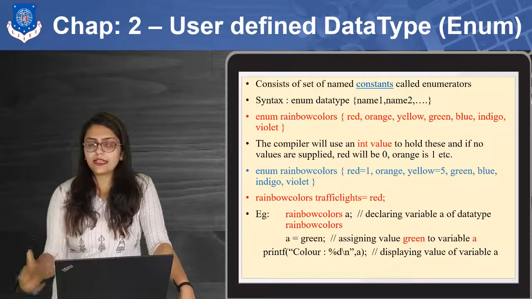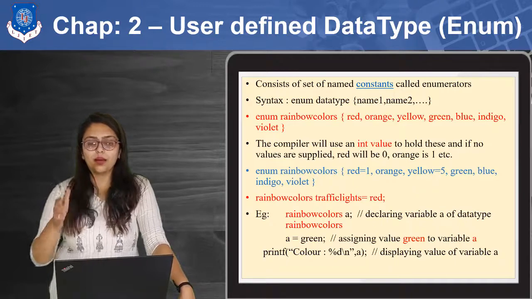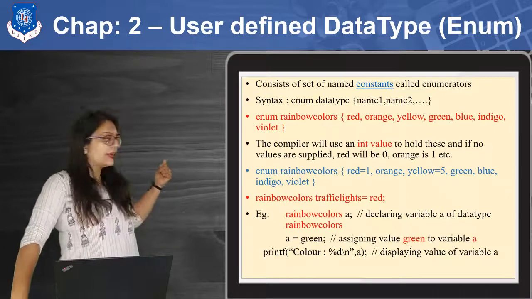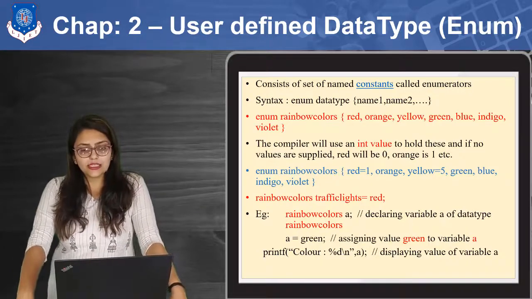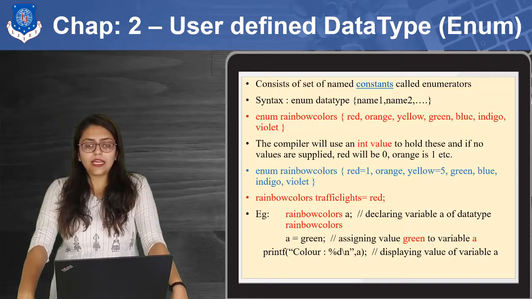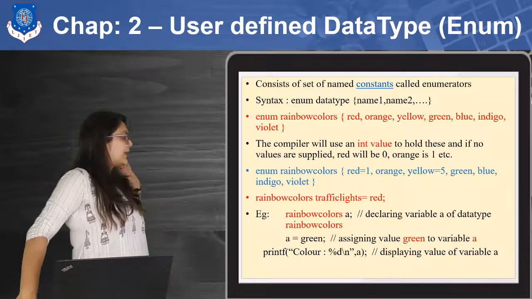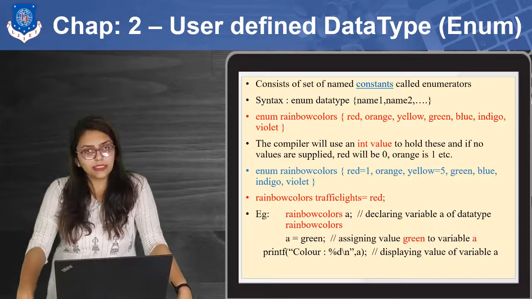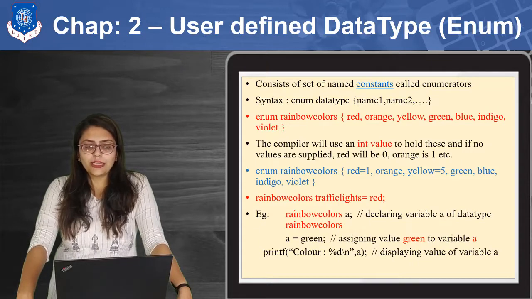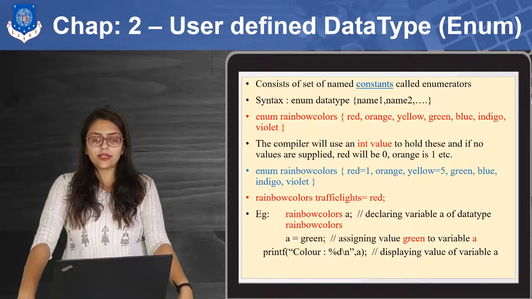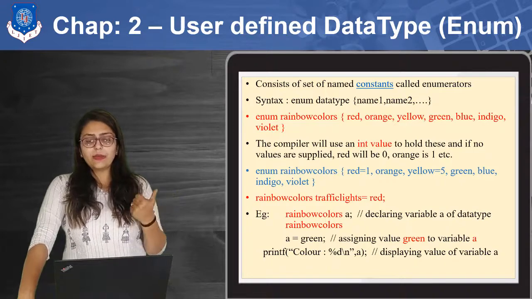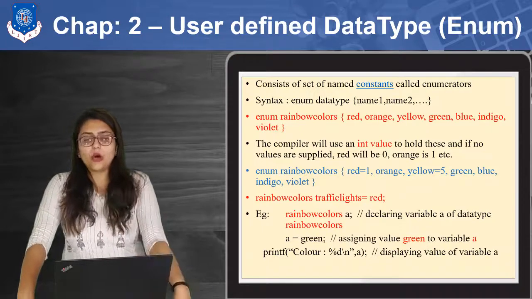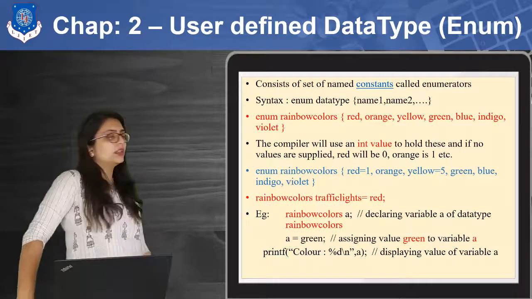But if you initialize red equal to 1, then red will start with 1, orange will be 2, and if you initialize yellow as 5, you can see the example here. Now green will be 6, blue will be 7, indigo will be 8, violet will be 9. So this is how you can give sequential indexes to your variables by using the enum data type. The compiler will use an int value to hold this, and if no values are supplied, red will be initially 0. So if you are not initializing red, by default it will take 0 and orange as 1. So this is all about the enum data type.